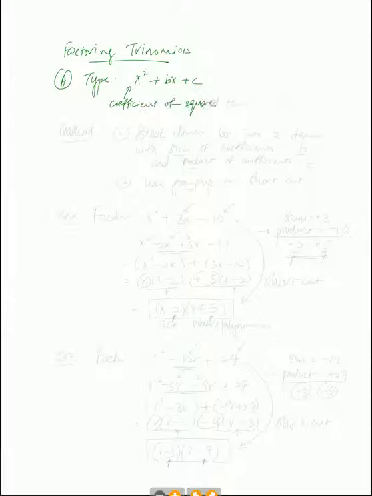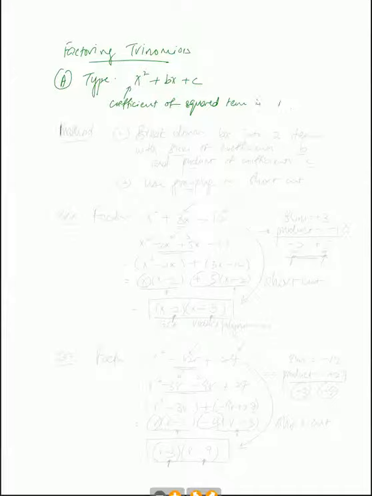This lecture is about factoring trinomials, and there's two parts to this lecture. The first part is we are talking about trinomials of the type ax squared plus bx plus c. So you notice that the coefficient of the squared term is 1. Okay, so that's the first type.